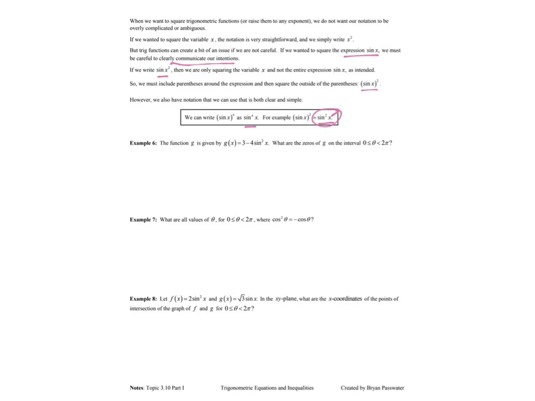It says the function g is given by g of x equals 3 minus 4 sine squared x. What are these zeros? How do I find zeros? Set it equal to 0 and solve. We're looking for all of the places where g of x equals 0. So we're going to take our g of x sentence. You're not going to want to miss this. Wake up.